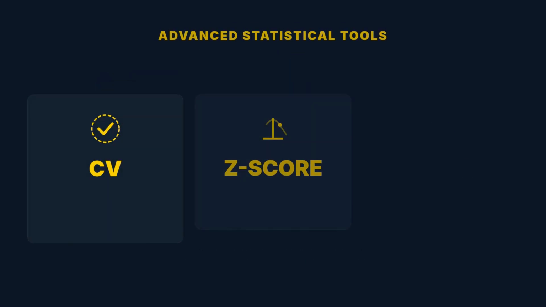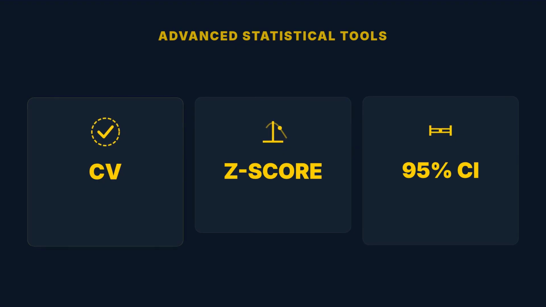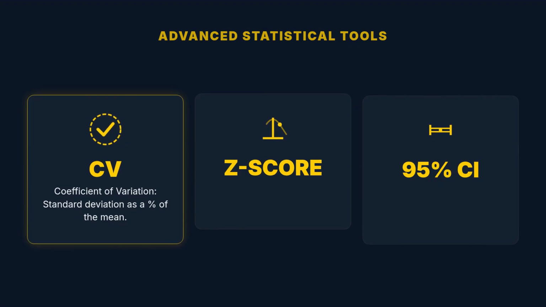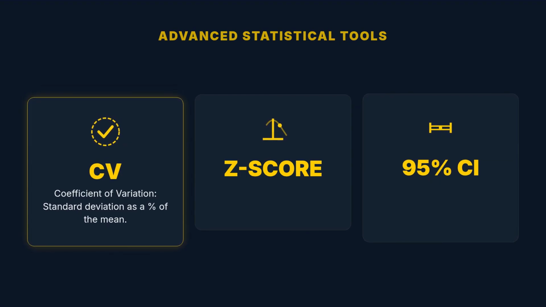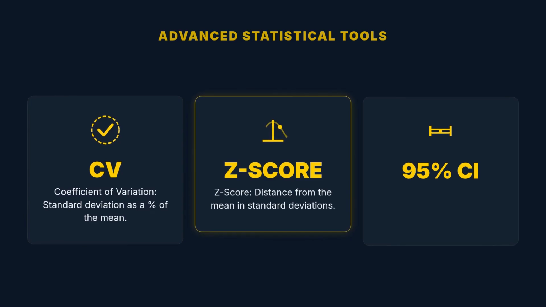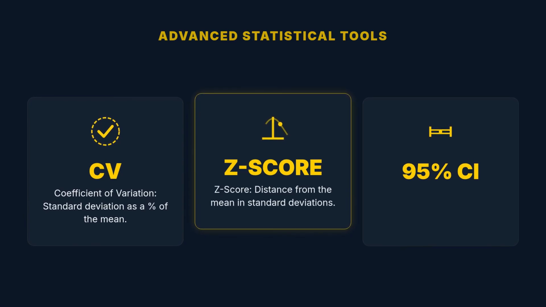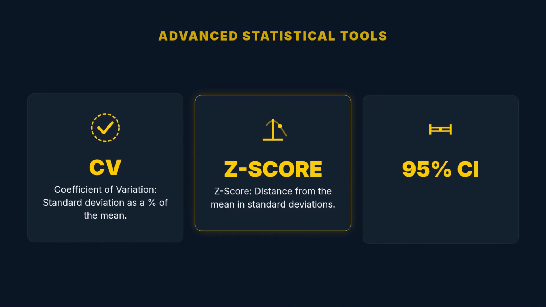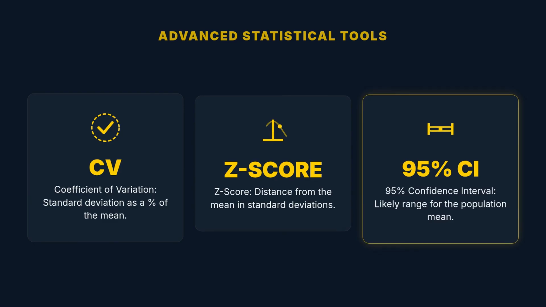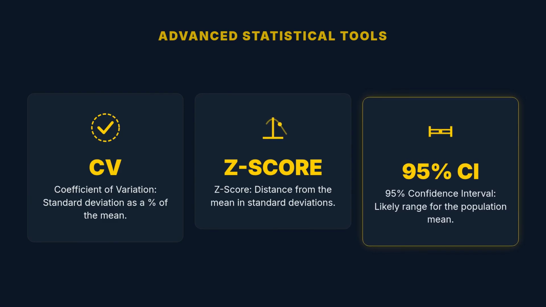The calculator also includes 3 advanced tools. The coefficient of variation expresses standard deviation as a percentage of the mean, useful for comparing data sets with very different units or scales. The z-score tool tells you exactly how many standard deviations any single value sits from the mean, critical for identifying outliers in quality control.